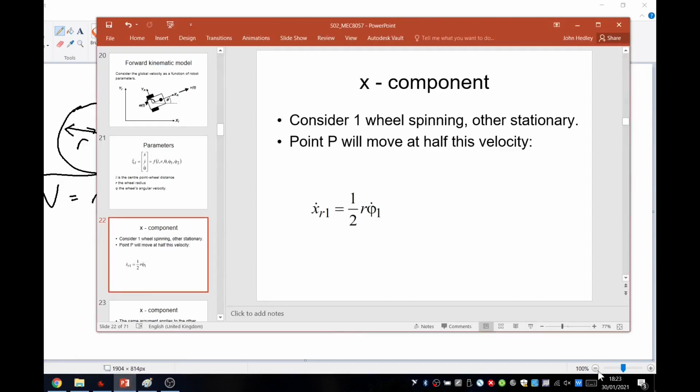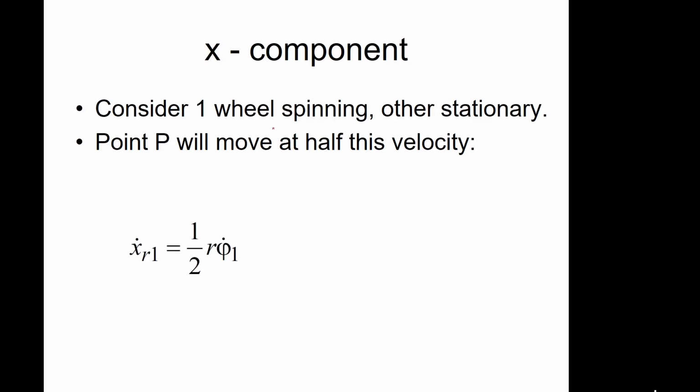So we can say the velocity of point P with wheel 1 moving and wheel 2 being stationary is given by this value here, a half r psi 1 dot. You can do similarly with wheel 2 and say wheel 1 is stationary.